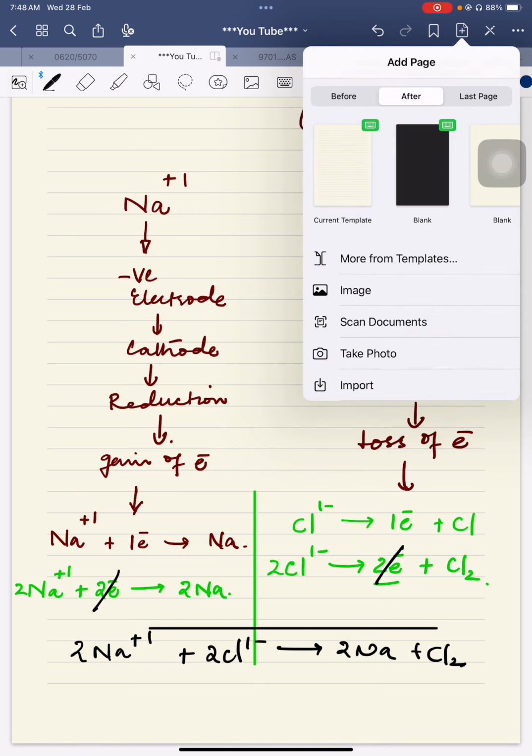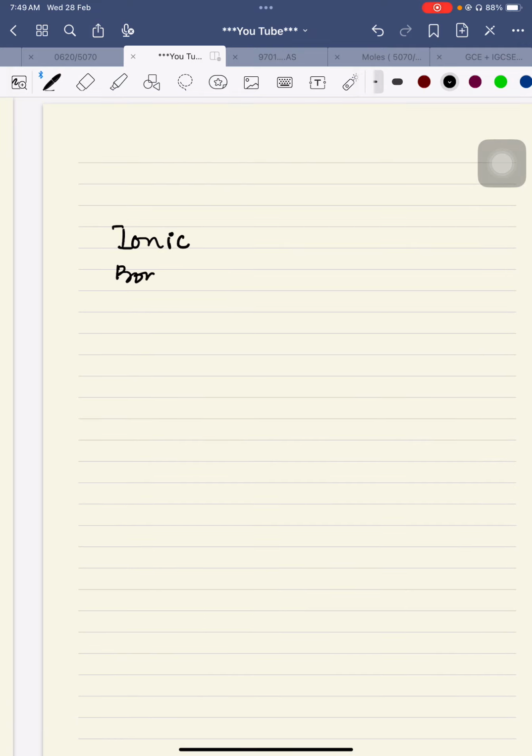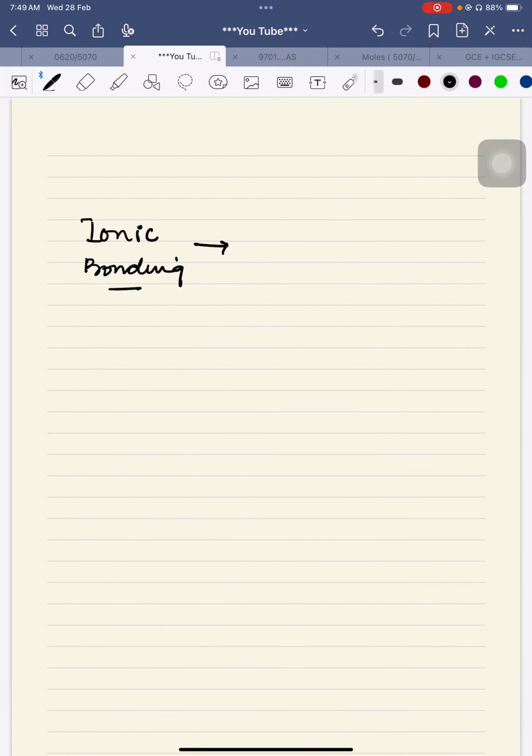Now I am telling you how ionic bonding and electrolysis are opposite to each other. Ionic bonding, okay. We have atoms in ionic bonding which turn themselves into ions, either by loss of electron or by gain of electron. So what is the starting point of ionic bonding? It is an atom. And what is the ending point of ionic bonding? It is ions. Okay. And what about the electrolysis?